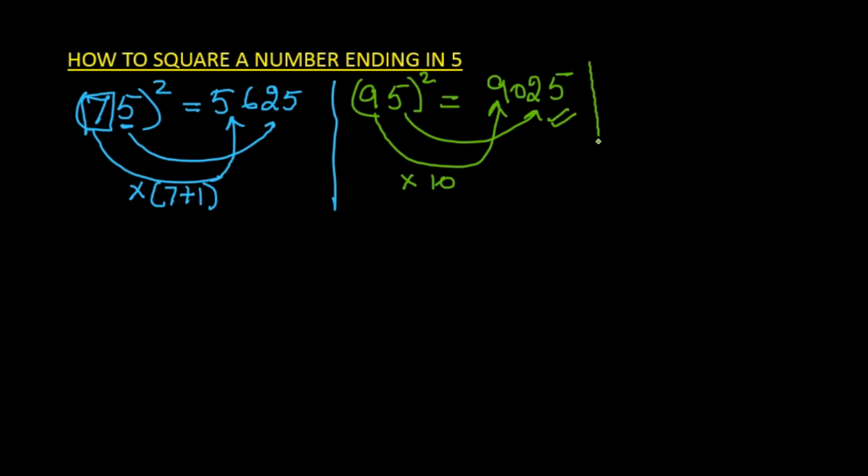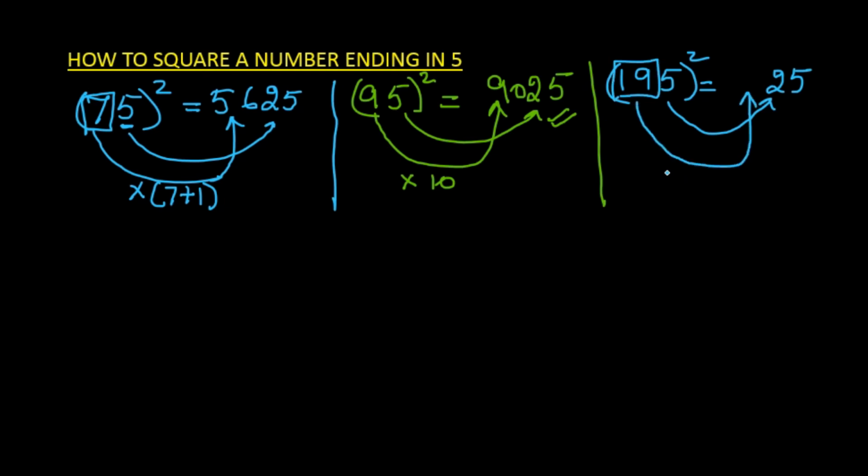Now let us try squaring a 3-digit number. Say 195 square. The same rule will apply. 5 will yield us 25 in the result. Now the remaining number left is 19. So 19 will be multiplied by 1 more than 19, which is 20. 19 into 20 is 380. So your answer is 38025.